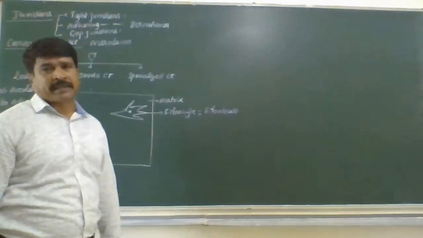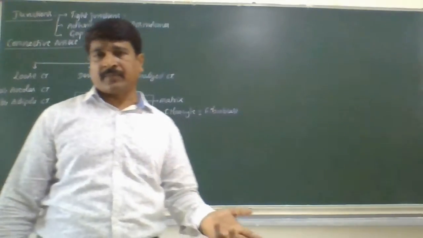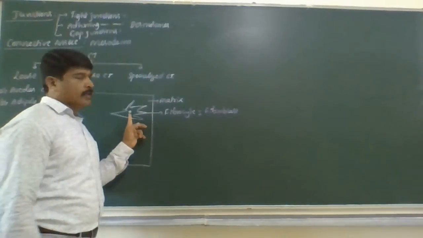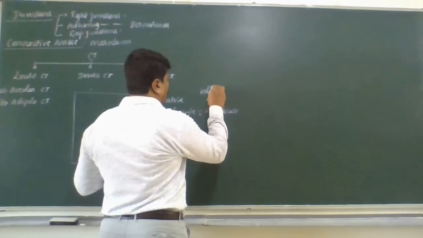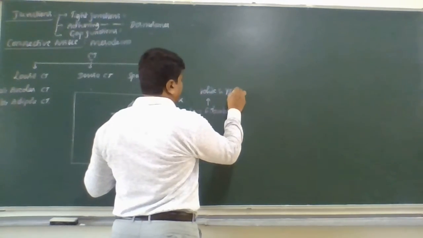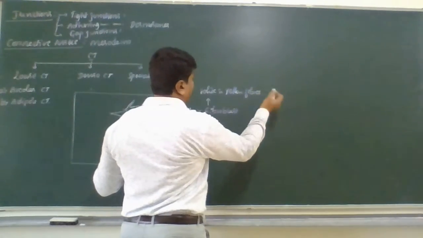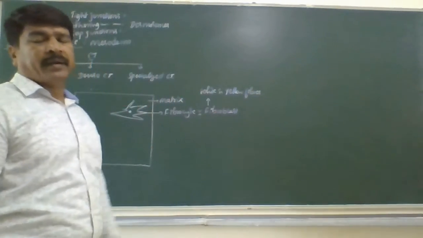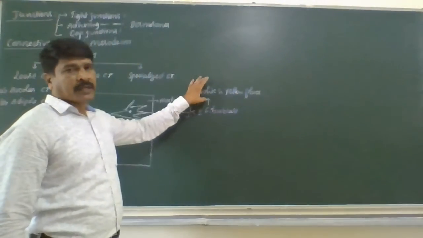Fibroblasts or fibrocytes are the elongated flattened cells with the stellate processes and oval nuclei. These fibroblasts always secrete white and yellow fibers. This is the function of the fibrocytes.